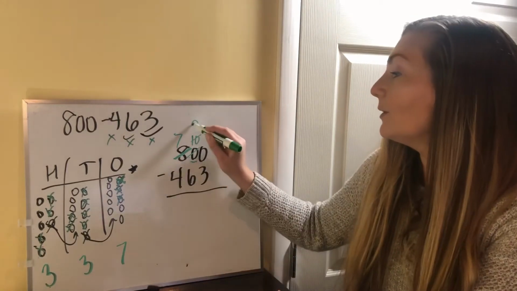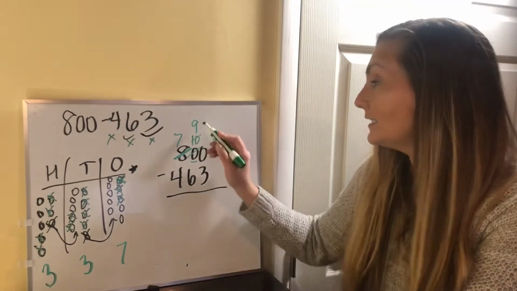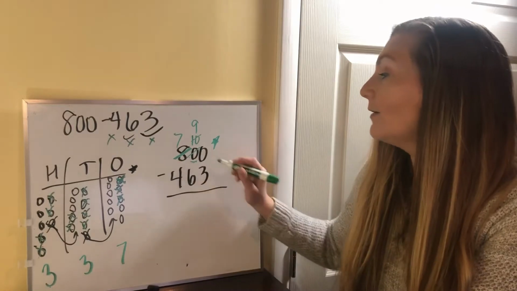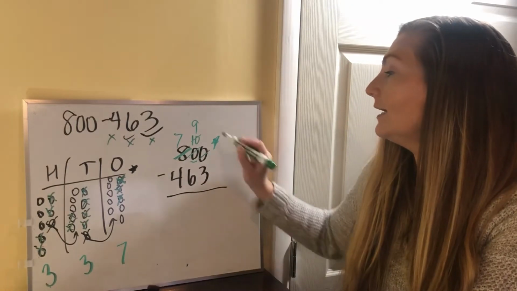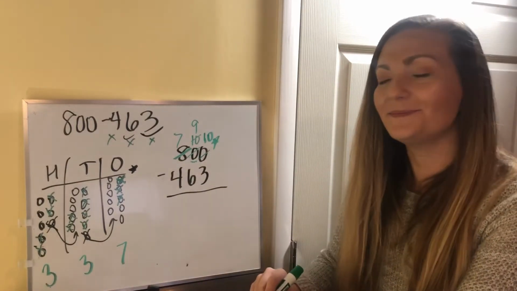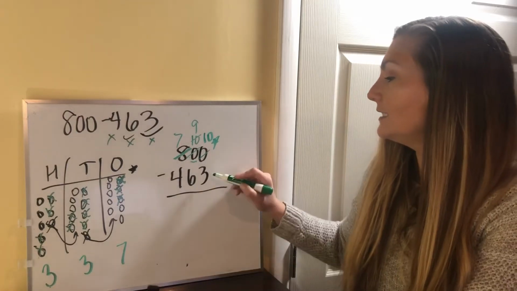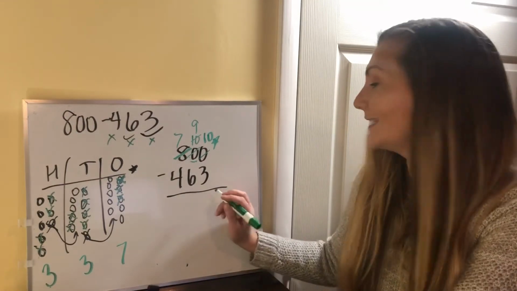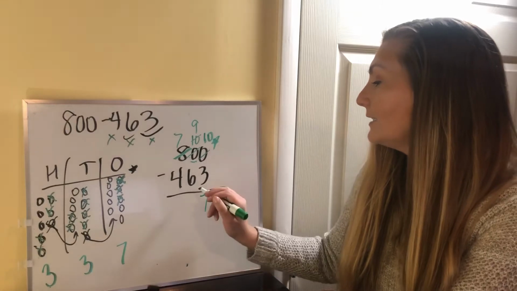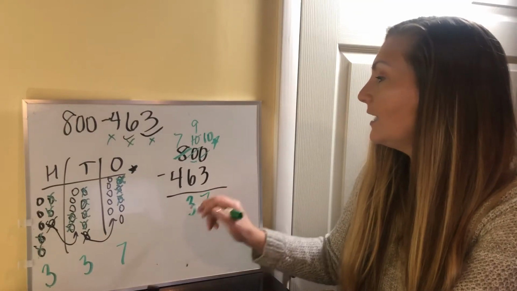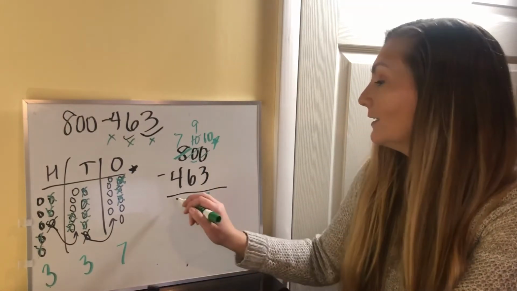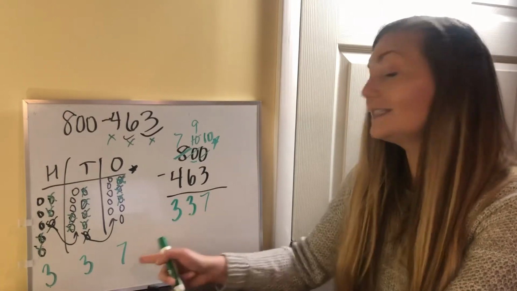If he's given away one of the 10s he got from here, he's going to turn into a 9. And now his 0 friend can finally be a 10. Now let's subtract. 10 take away 3 is 7. 9 take away 6 is 3. 7 take away 4 is 3. Got the same answer twice.